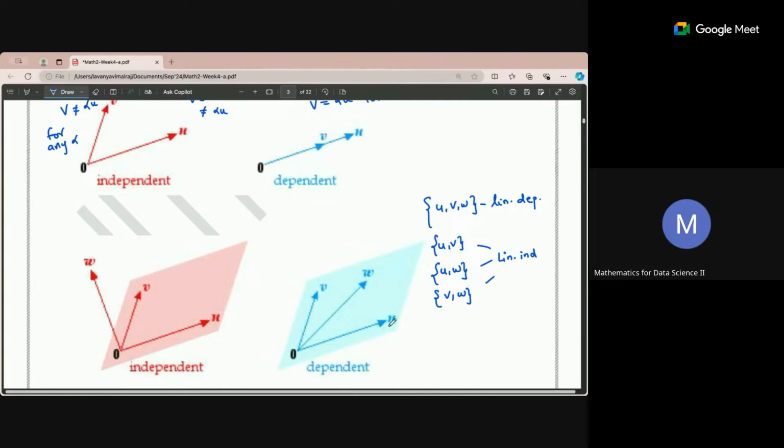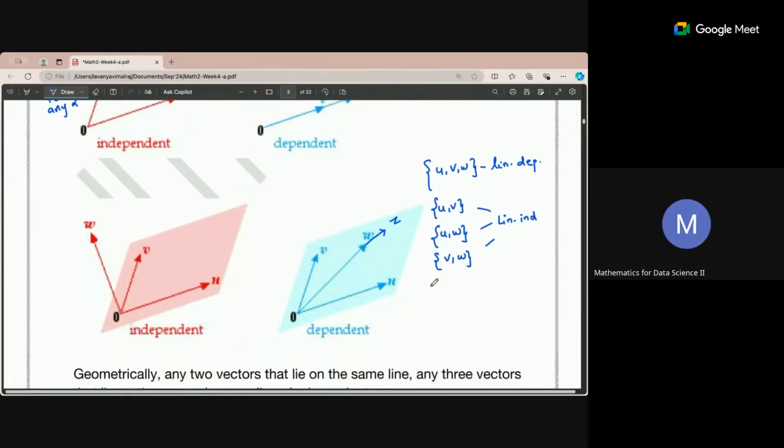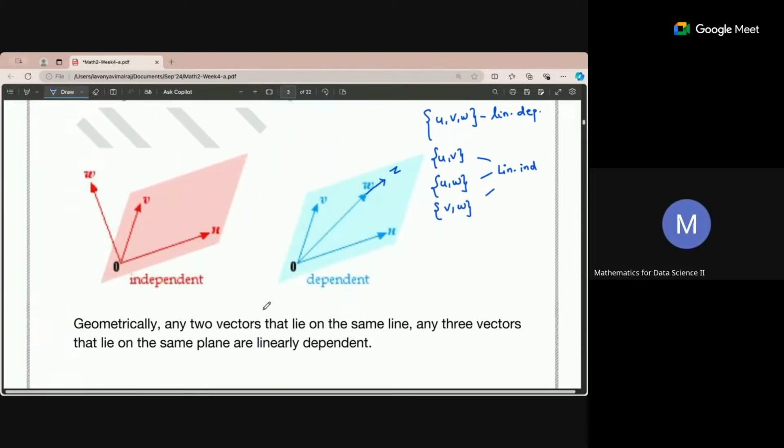So, for example, it can be something like, maybe if I am considering another vector, let us say z. Now, if you consider w and z, these two are linearly dependent, right? Yes, ma'am. Exactly. So, geometrically, any two vectors that lie on the same line and any three vectors that lie on the same plane are linearly dependent. Okay?